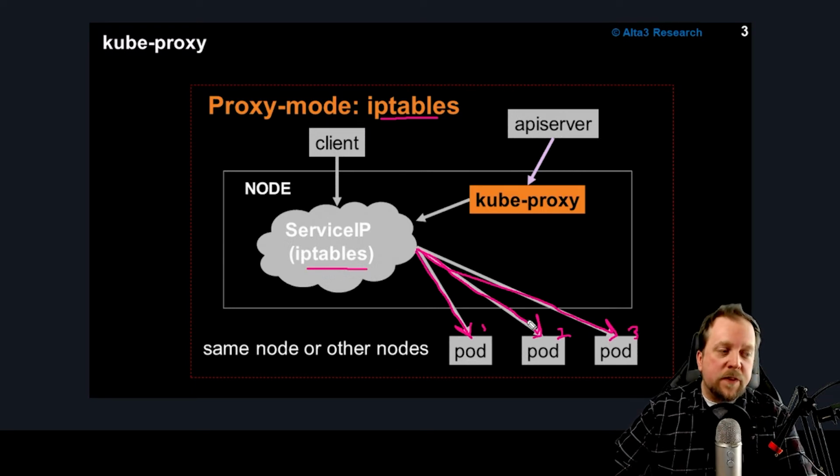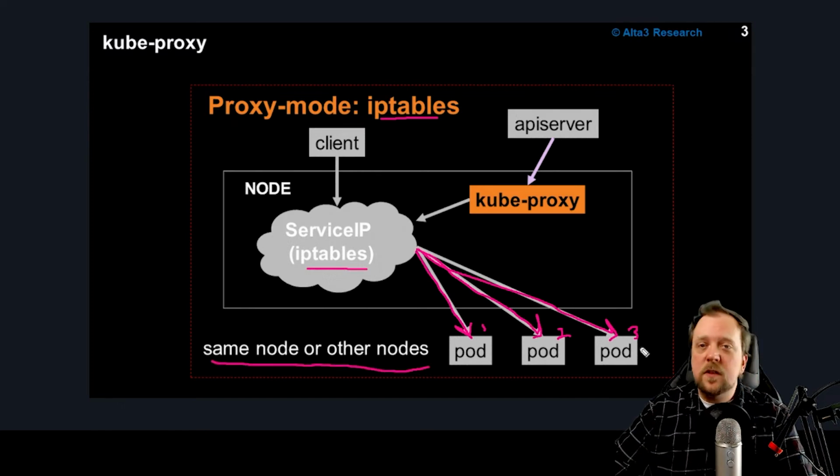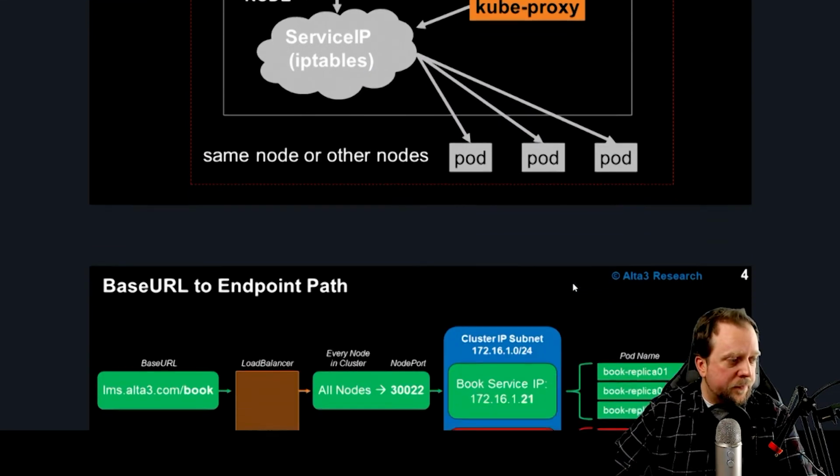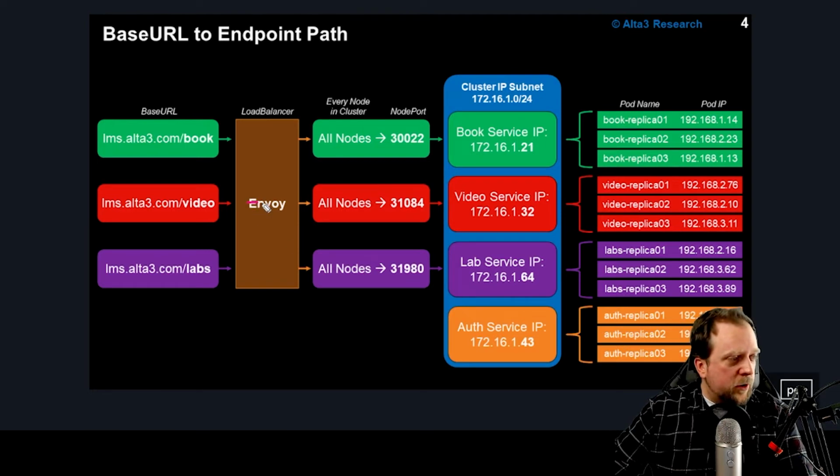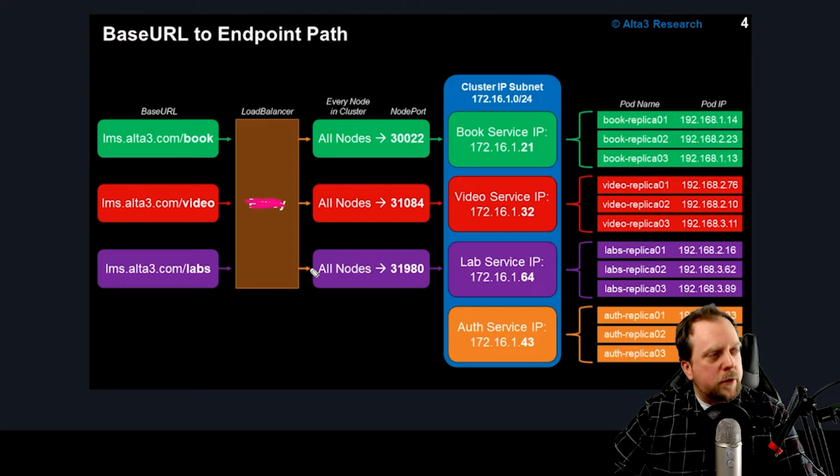Doesn't matter if that pod is on the node that got the request or not. Same node or other nodes, does not matter. It will forward that traffic. Now, a couple things here, real quick. Your load balancer can be anything. It doesn't have to be Envoy. Envoy is just an example.